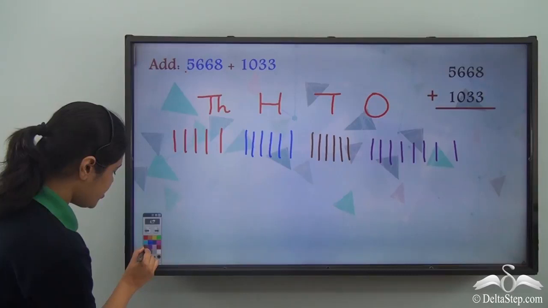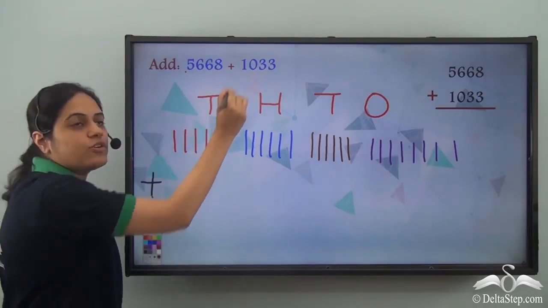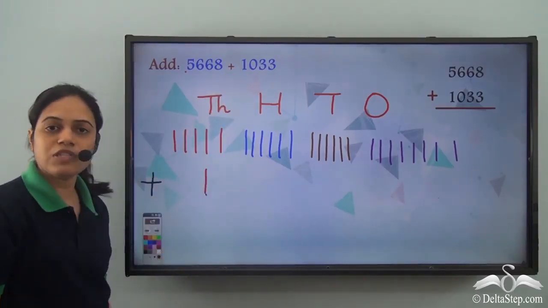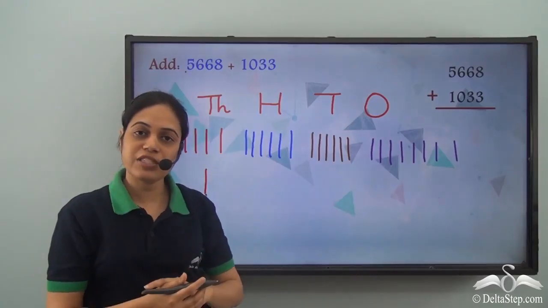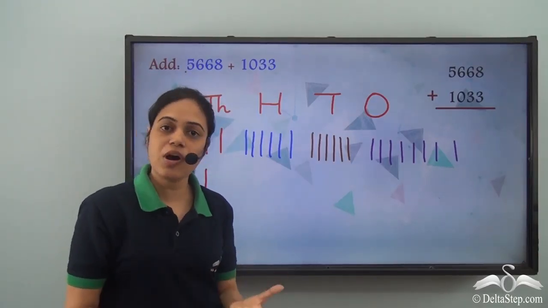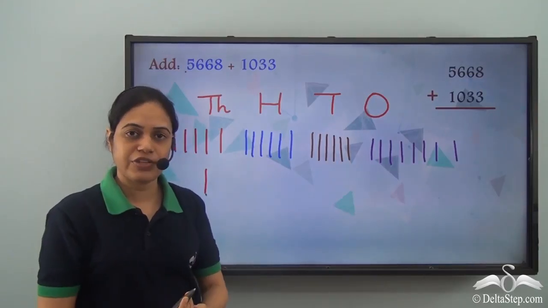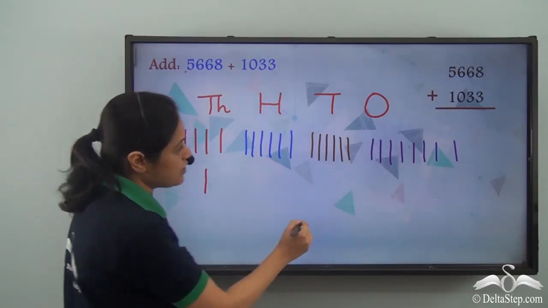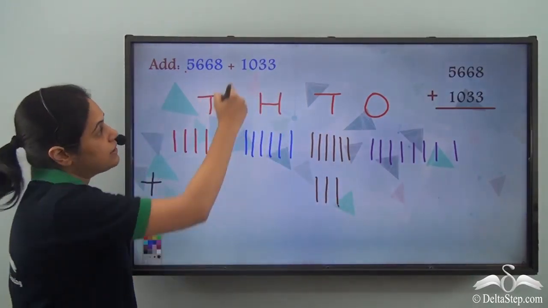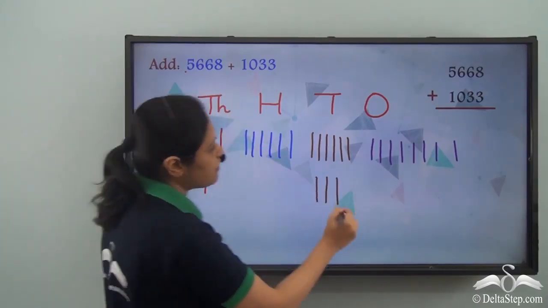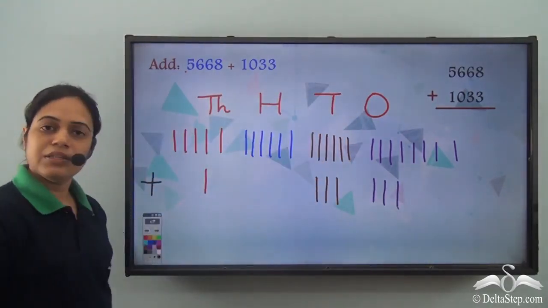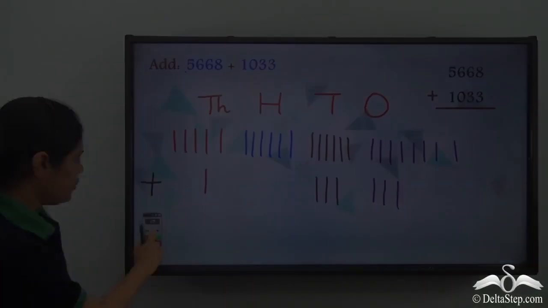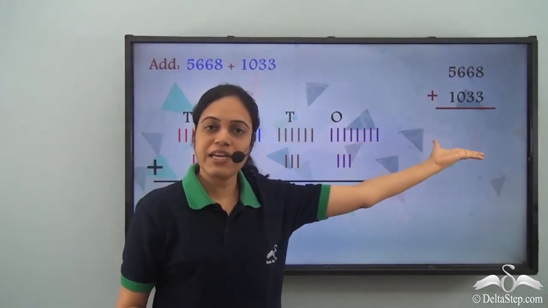And now I need to add 1033. That means 1000. So I have 1 in the thousands place. There is 0 in the hundreds place. Now 0 hundreds means no hundreds, so I will not have anything in the hundreds place for this number. 3 in the tens place, so I have 3 tens. 3 in the ones place, so I have 3 ones. And now I need to add these two. So this addition is actually another way of writing this.